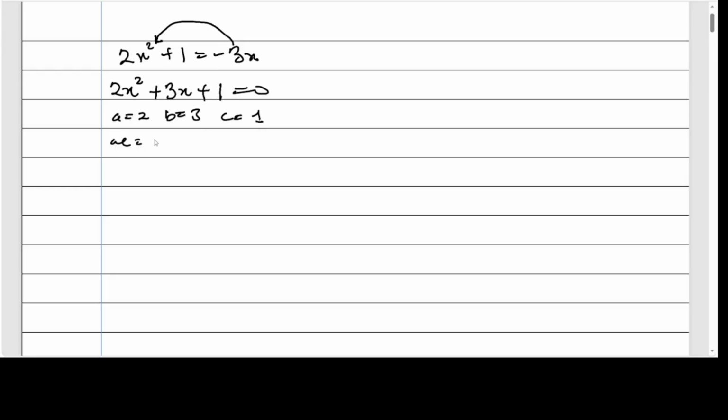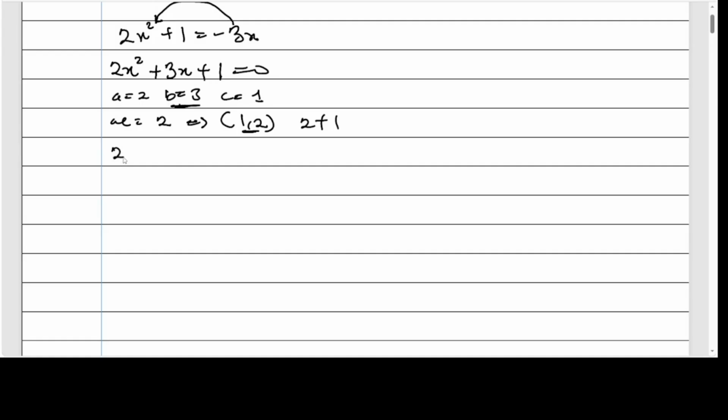So ac is 2 times 1, and the factors of 2 are 1 and 2. It's a prime number, so it has only 2 factors. Now the question is, is it possible for us to combine 1 and 2 to get 3? Is it possible to combine the paired factors to get 3? And yes, we can get 2 plus 1 or 1 plus 2. If it's not possible, anytime you list all the factors in pairs and you realize that none of them can be combined to get the value of b, it tells you that we need to find different methods of solving the question. It means that the factorization method will not work in that case. In this case, it works, so we're going to rewrite the question.